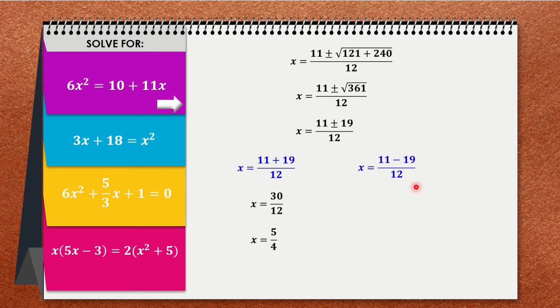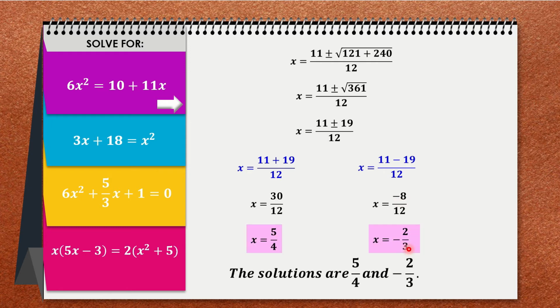11 minus 19 is equal to, yes, negative 8 over 12. When we simplify this, we will obtain negative 2/3. That's why the solutions are 5/4 and negative 2/3.